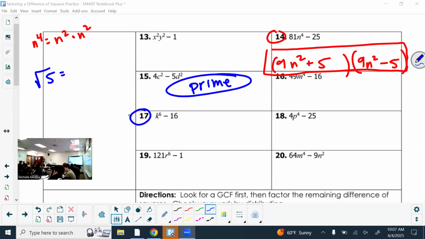Now over here, 17. First check, is it a two-term expression?